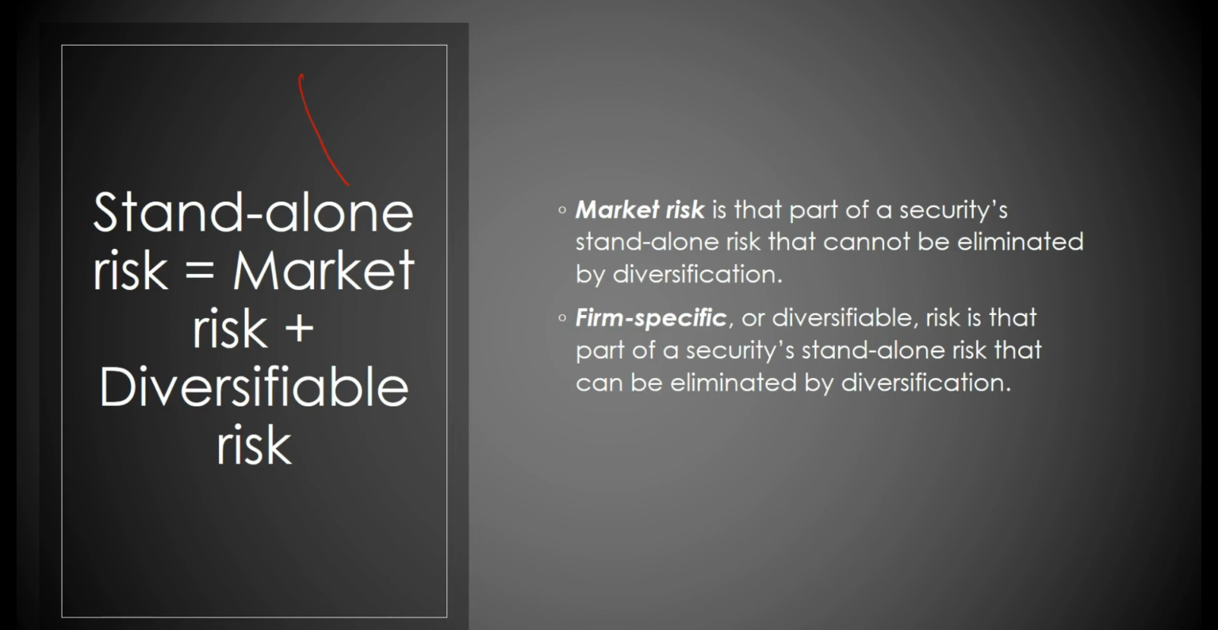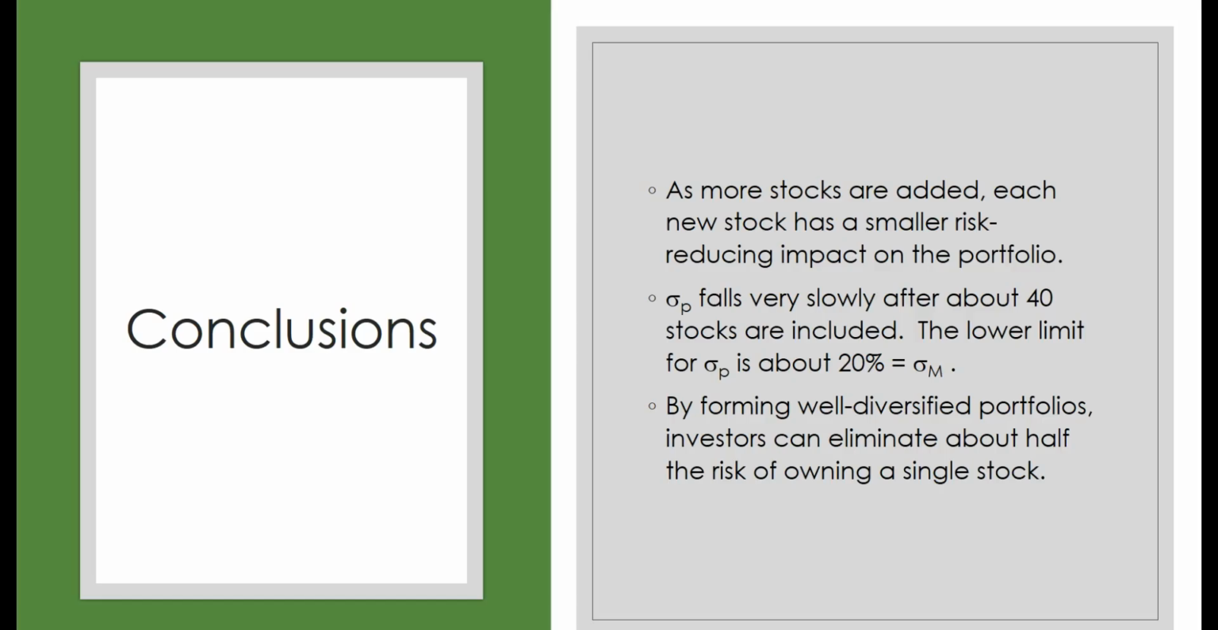Market risk is non-diversifiable risk. It's risk that cannot be eliminated. It stems from factors that systematically affect most firms, like war, inflation, recession, interest rates. But as more stocks are added, each new stock has a smaller risk-reducing impact on the portfolio. The portfolio standard deviation falls very slowly after about 40 stocks are included. The lower limit for the portfolio standard deviation is about 20%. By forming a well-diversified portfolio, investors can eliminate about half of the risk of owning a single stock.